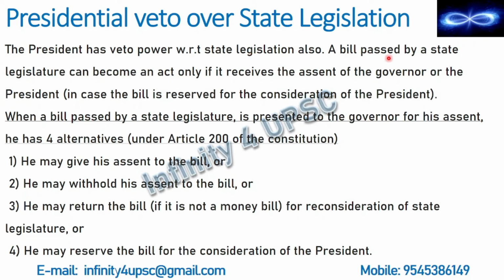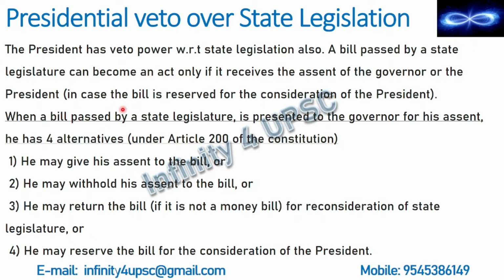A bill passed by a state legislature can become an act only if it receives the assent of the governor or the president. Why the president? Because of the fourth scenario. When the governor is reserving it for the president, he is the one who is supposed to give assent.